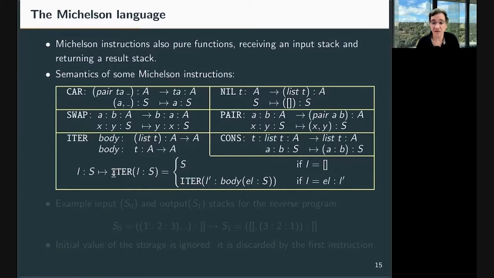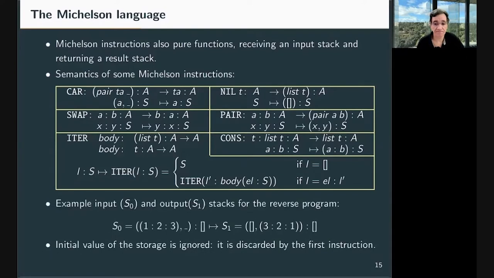traverses the elements of a list, performing an action indicated by its arguments, which can be a macro or a sequence of instructions. There are other instructions that receive code as an argument. For example, control structures in the language, such as ifs and loops. These are instructions that receive one or two blocks of code. Other instructions receive other kinds of arguments, such as nil, which receives the type of the list to be built, or push, which receives the type of the value of the element to be placed on the stack.